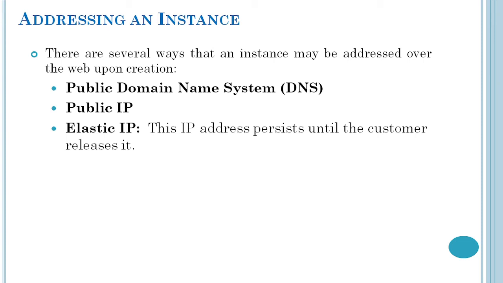An elastic IP address can also be given to an instance. An elastic IP address is an address unique on the internet that you reserve independently and associate with an Amazon EC2 instance. This IP address persists until the customer releases it and is not tied to the lifetime or state of the instance. So that means even if the instance is terminated, the elastic IP address persists.